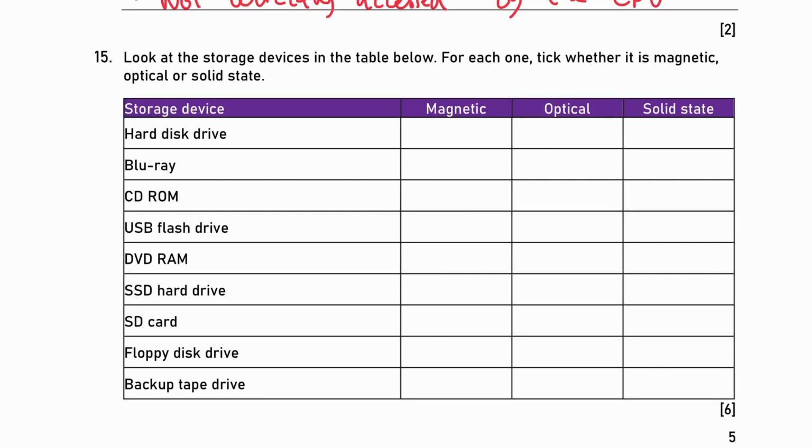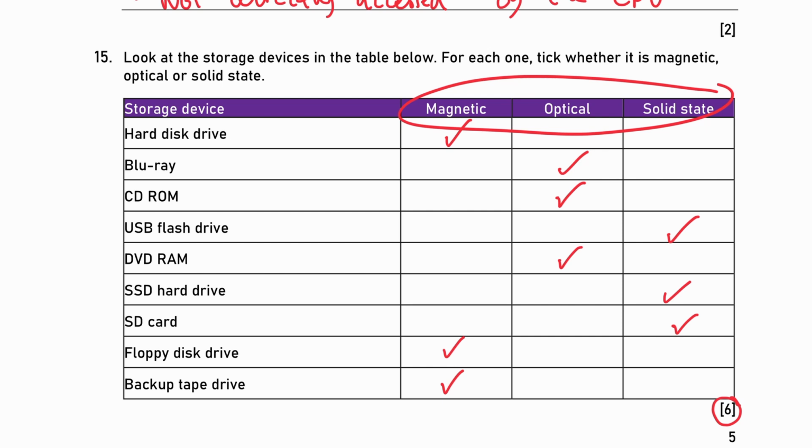Question 15, let's look at the storage devices and label which one is magnetic, optical or solid state. So HDD, you should know, is magnetic, a Blu-ray is optical, CD-ROM also optical, USB flash drive, solid state, a DVD RAM, optical, SSD, solid state clearly, SD card also solid state, floppy disk is magnetic, and backup tape is also magnetic. So that should be another guaranteed 6 marks, guys. If you struggle with those 3 types of storage, please go back and watch the video on that. I have some clear and easy to understand demonstrations, so please be on top of secondary storage.